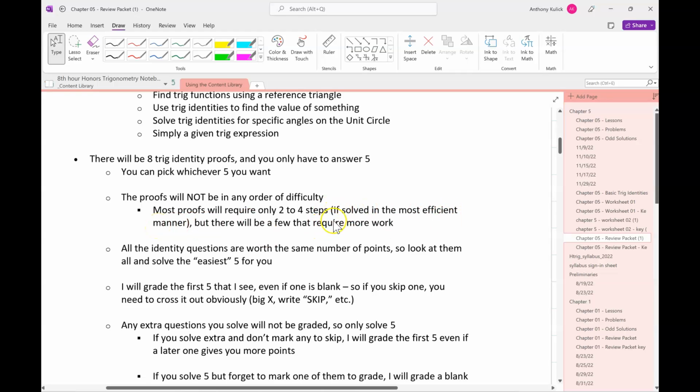Does that mean if you took 7 steps to do one of these that you did it wrong? No, it means you may not have taken the quickest route to get there. And some of them might be more work than 4 steps. That's okay. All the identity questions are worth the same points, so you don't need to worry about that. They're all valued the same, so just pick the 5 that look easiest.